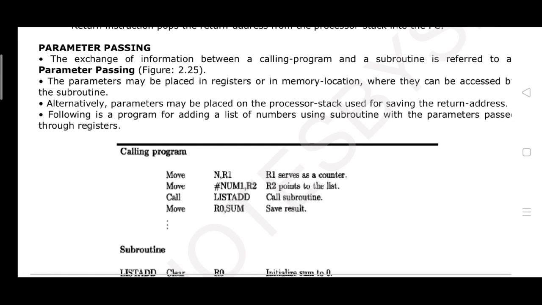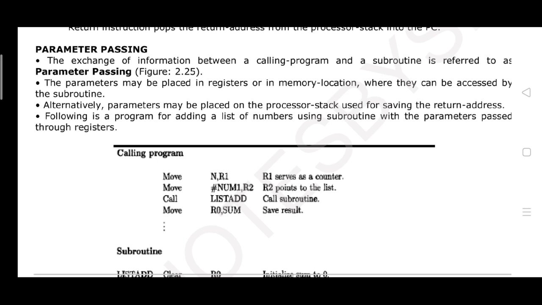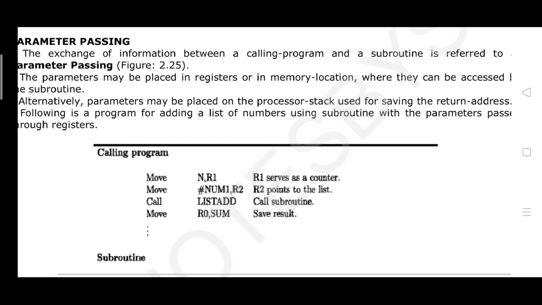These parameters or values may be placed in a register or a memory location where they can be accessed by the subroutine. Alternatively, parameters may be placed on the processor stack used for saving the return address.